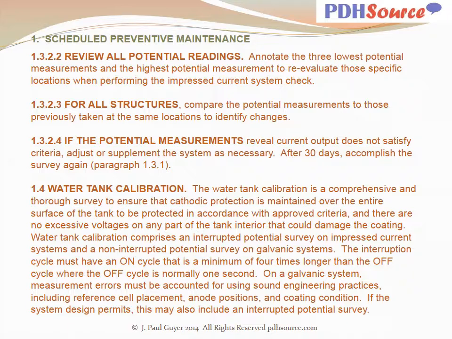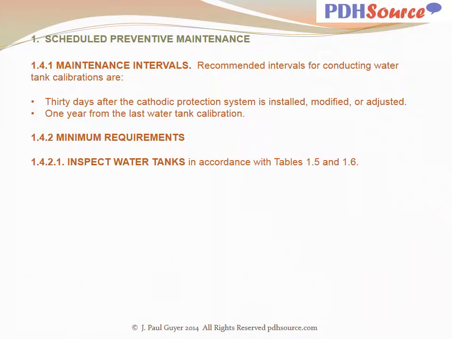On a galvanic system, measurement errors must be accounted for using sound engineering practices, including reference cell placement, anode positions, and coating condition. If the system design permits, this may also include an interrupted potential survey. Recommended intervals for conducting water tank calibrations are 30 days after the cathodic protection system is installed, modified, or adjusted, and 1 year from the last water tank calibration. Minimum requirements: inspection of the tank shall be in accordance with tables 1.5 and 1.6.